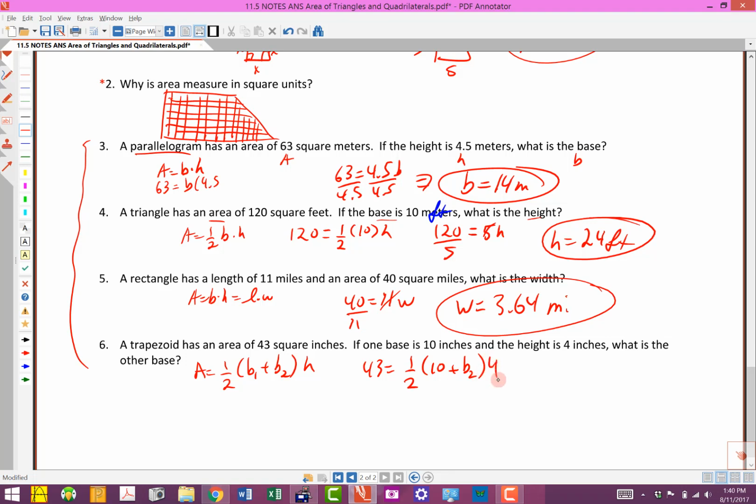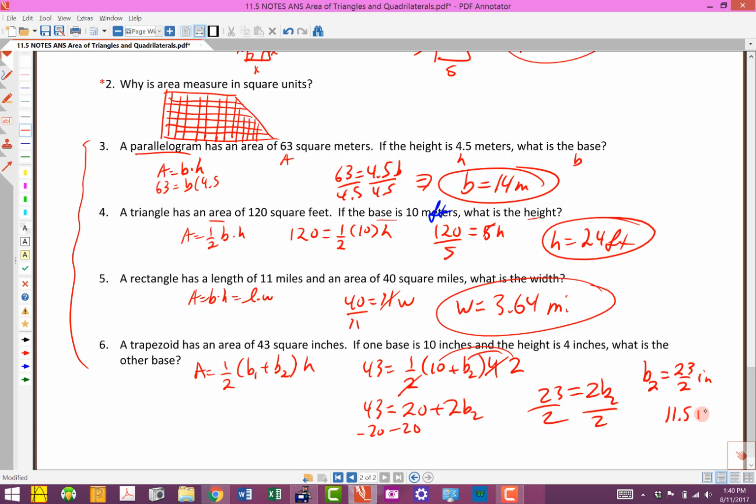Now, there are a couple good ways to go through and do this. If you wanted to distribute through, that would be fine, but I want you to notice something. I can actually cancel the 2 with the 4. 1/2 of 4 is 2. Now let's distribute. 43 equals 20 plus 2 B2, minus 20. So that's going to be 23 equals 2 B2, divide by 2. And again, that 2 is just a subscript. It just lets us keep it straight. So that means base 2 is 23 over 2, which you could leave like that, or you could write that as 11.5. Either way, and this is in inches.